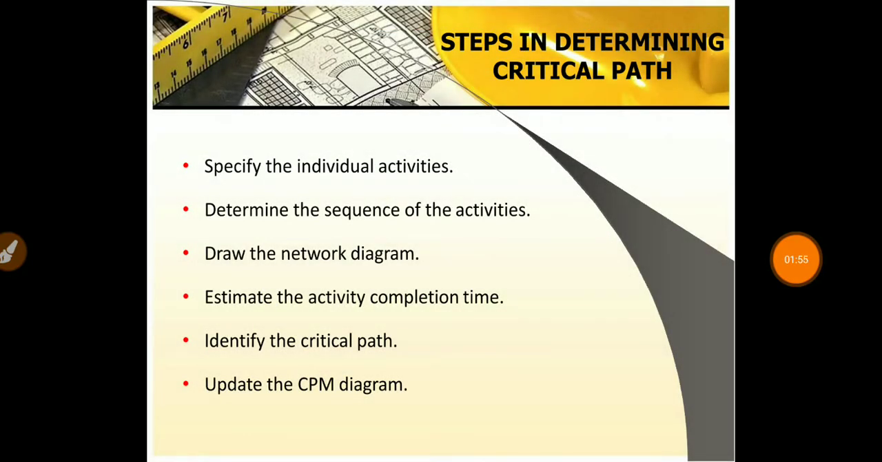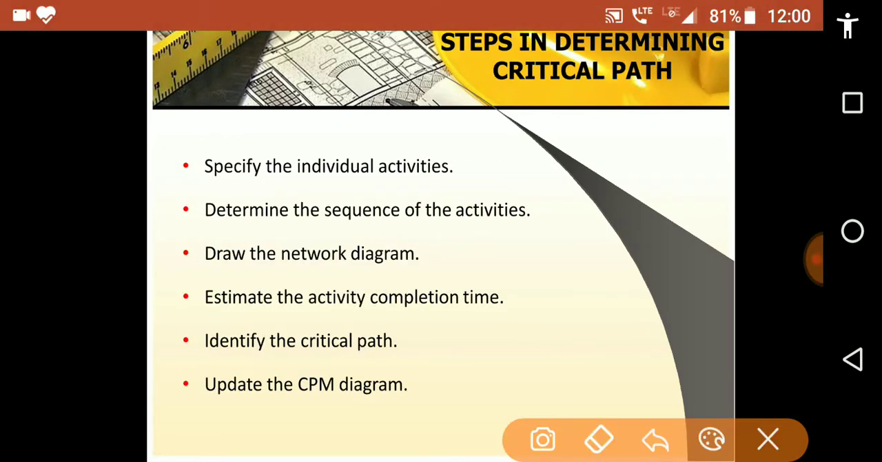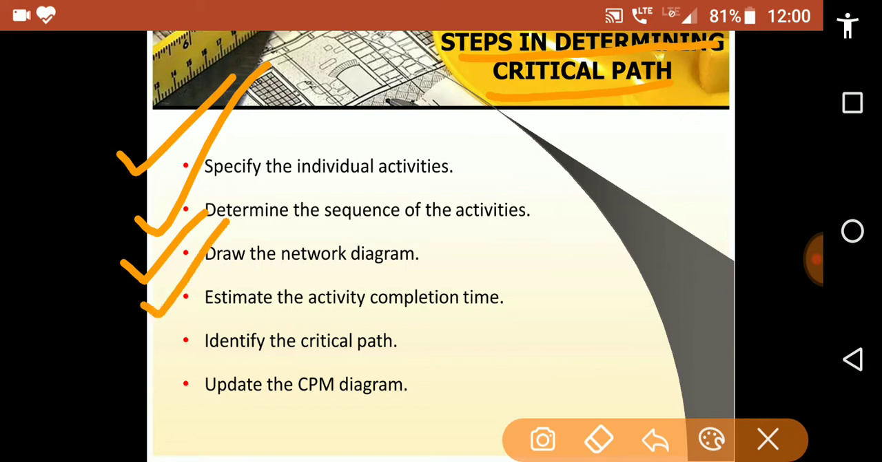Now let us see the steps in determining the critical path. First is specify the individual activities. Second is determine the sequence of activities. Third is draw the network diagram. Fourth is estimate the activity completion time. Next is identify the critical path, and next update the CPM diagram, meaning the critical path method diagram.